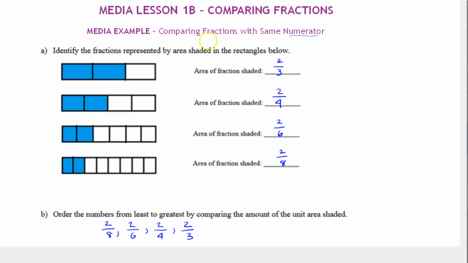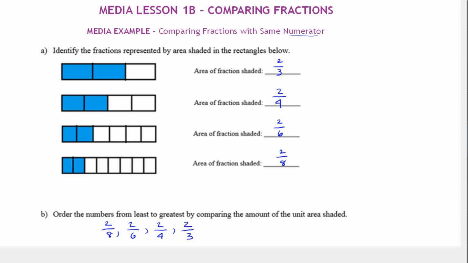So remember, this was comparing fractions with the same numerator. In each case, you had 2 pieces, so you have a numerator of 2, but the denominators are all different. And it looks like the bigger the denominator, the smaller the number. So notice here, we go from 8 to 6 to 4 to 3. These numbers are decreasing, but the fractional amounts, the relative amount of the unit shaded, is increasing.